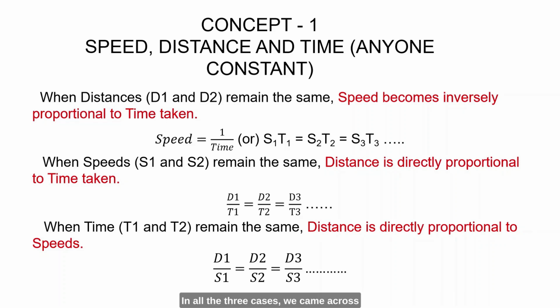In all the three cases, we came across that any one of the three entities remains constant, whereas the other two entities are inversely or directly related to each other. Let us solve some examples to understand this concept.